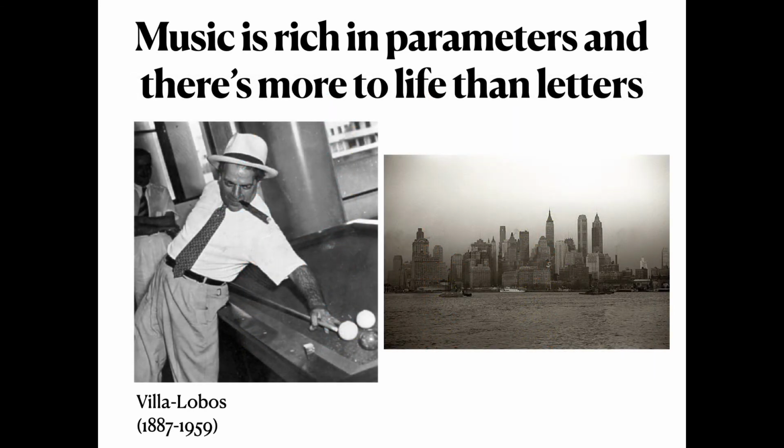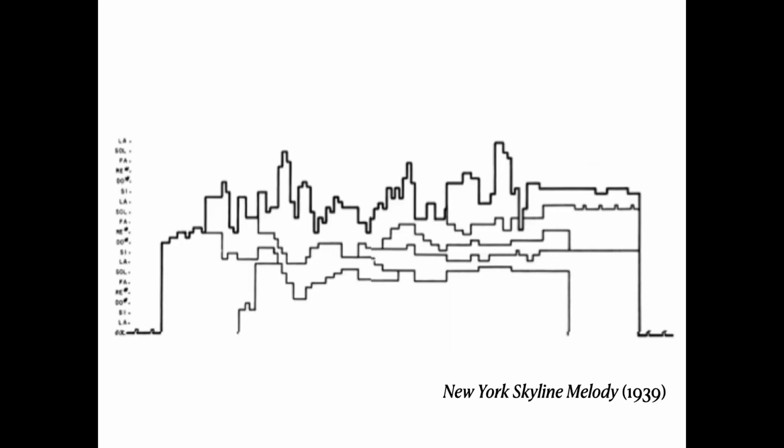But music is rich in parameters beyond pitch and rhythm. And there's more to life than letters. The Brazilian composer Villa-Lobos, when he moved to New York, was struck by the beauty of the New York skyline and wrote a piece, the New York Skyline Melody. But rather than trying to capture his emotions in the music, like most composers would do, a photograph was taken and laid out in graph paper with time running from left to right and pitch on the vertical axis.